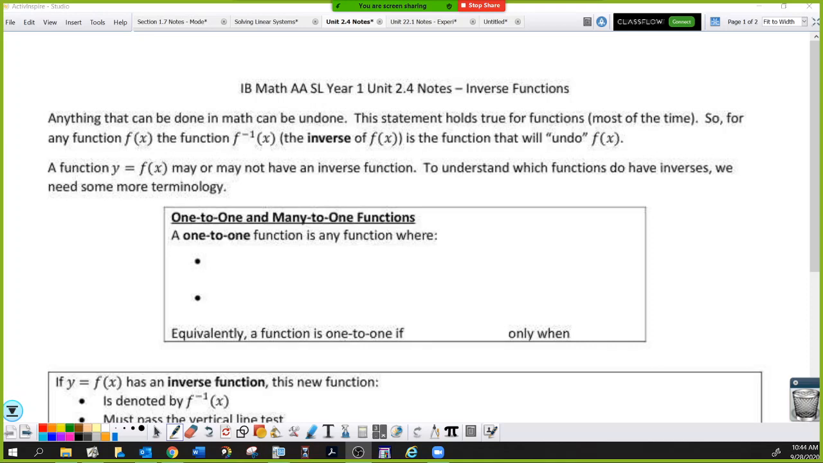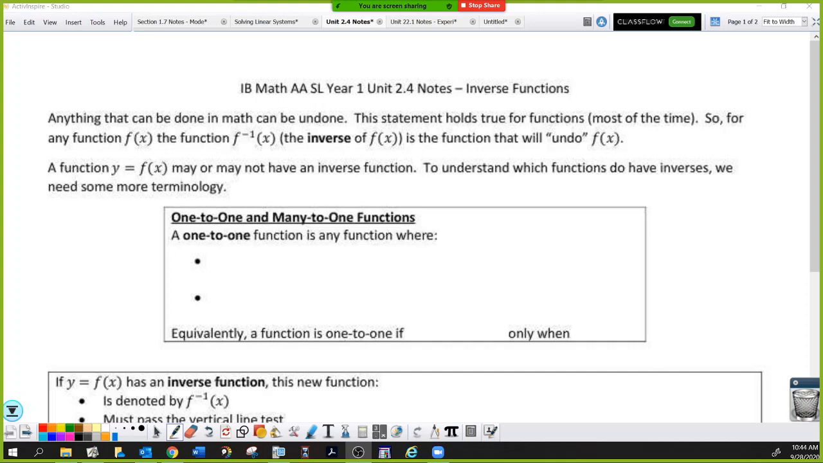Inverse functions. Anything that can be done in math can be undone. What a powerful statement. There is no such thing as a one-way mathematical operation. Anything that can be done in math can be undone. And this statement is going to hold true for functions most of the time. And here's what I mean by that.